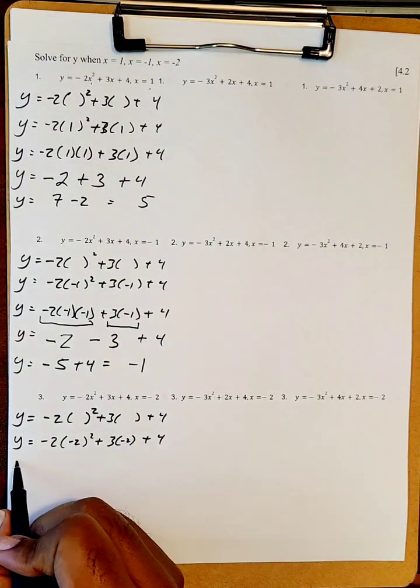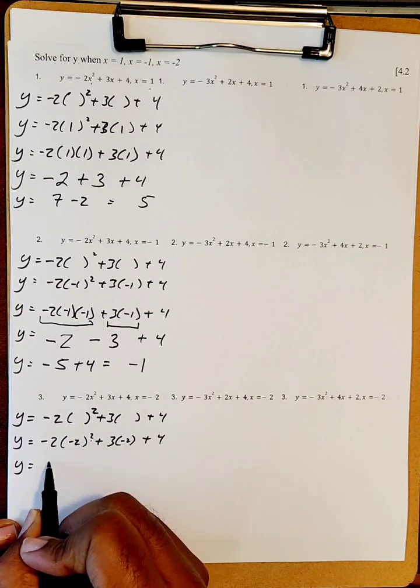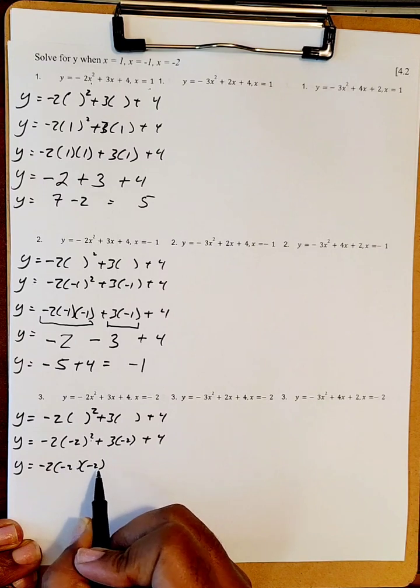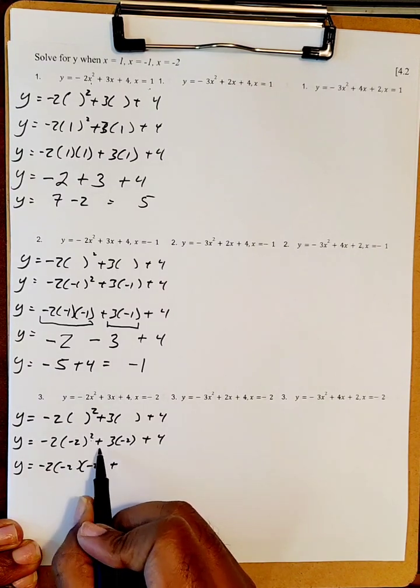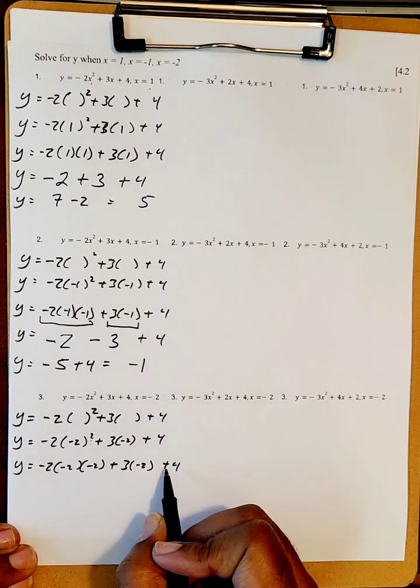All right, next, expansion. This will be expanded because of the power of 2. So this will be -2. And I'll write the parentheses, -2, -2, here. Then the plus 3, parentheses, -2, and then the 4.